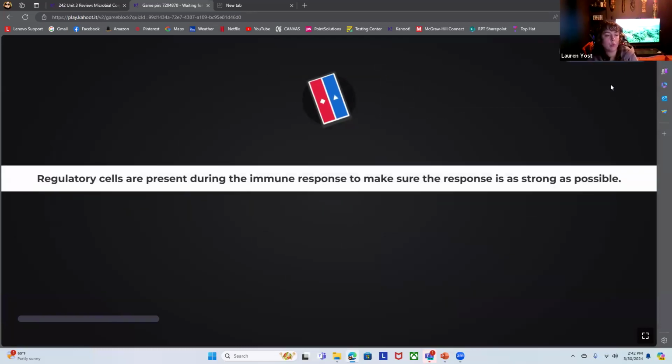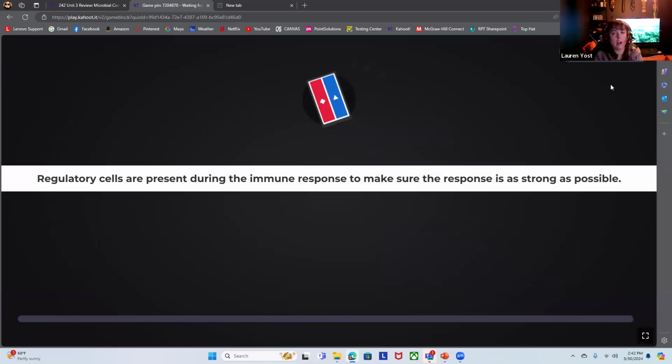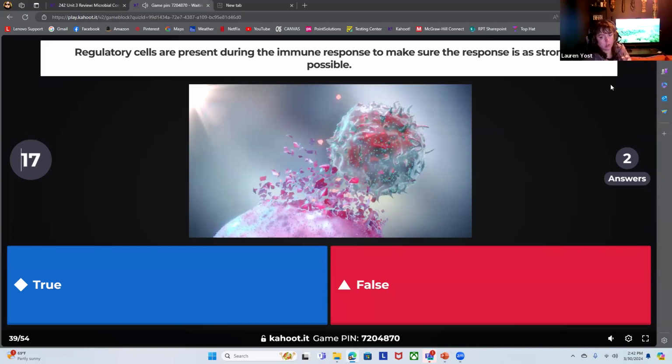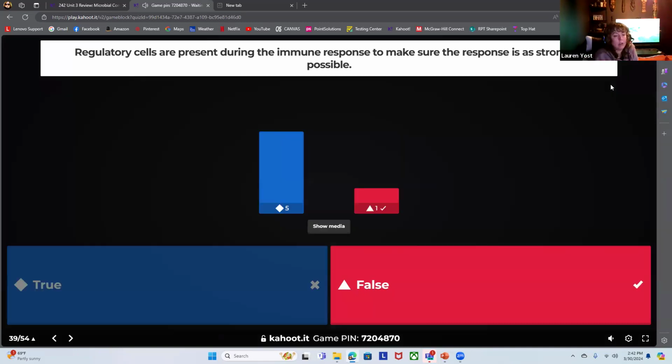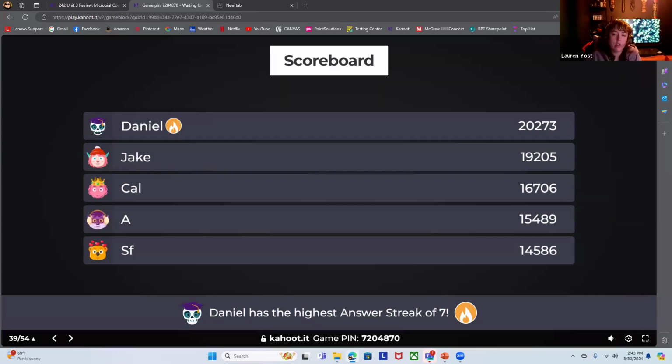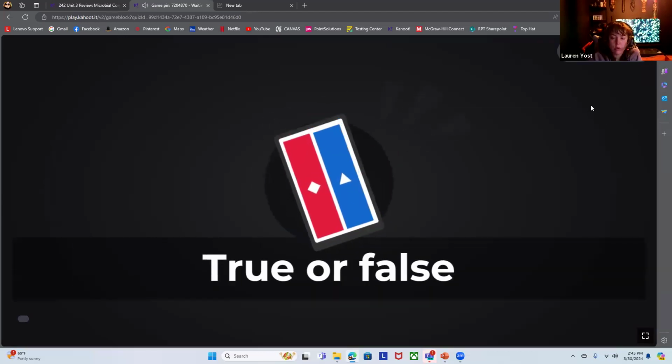All right, next, true or false, regulatory cells are present during the immune response to make sure the response is as strong as possible. Is that true or false? Right, so it's not. That's going to be false because they're not there to make sure it's as strong as possible. They're there to make sure that you don't go overboard, because going overboard is typically what will lead to autoimmunity or something like toxic shock syndrome. We don't want that to be as strong as possible. We want to be only as strong as necessary. So that's what that'll do for us.